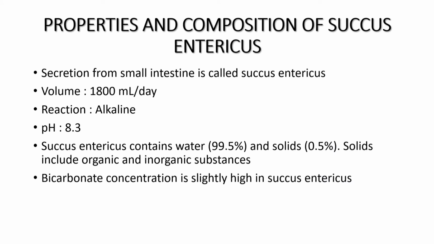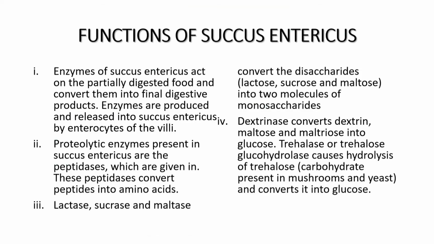Properties and composition of succus entericus. Secretion from small intestine is called succus entericus. Volume, 1800 ml/day. Reaction, alkaline. pH, 8.3. Succus entericus contains water, 99.5%, and solids, 0.5%. Solids include organic and inorganic substances. Bicarbonate concentration is slightly high in succus entericus.